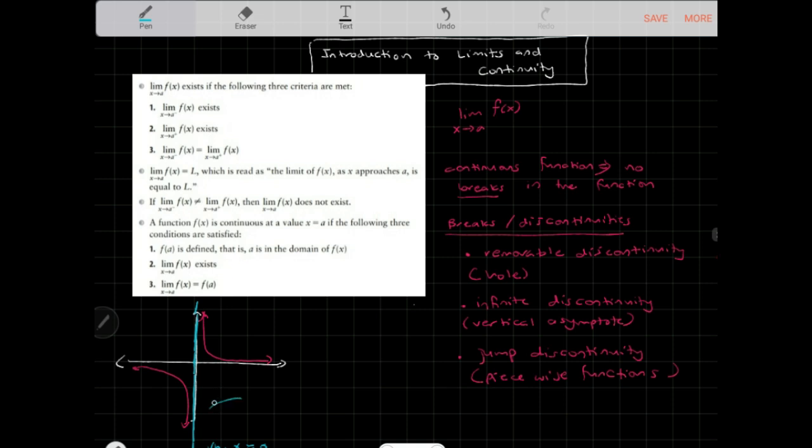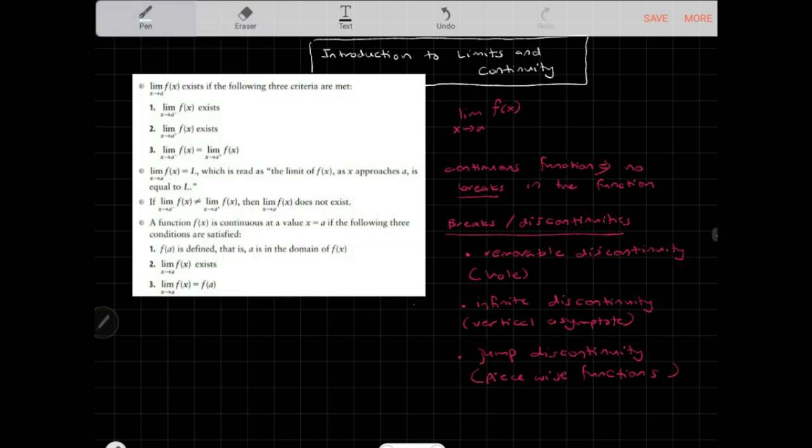Okay, so we have an infinite discontinuity when you have a vertical asymptote. Okay, so this also represents a break in the function. So this is also an example that is discontinuous. Okay, so we'll talk about these examples in more detail as we go on. Okay, right, so this is an infinite discontinuity. Let's take a look at the third discontinuity. It's called a jump discontinuity. Just going to draw that out here.